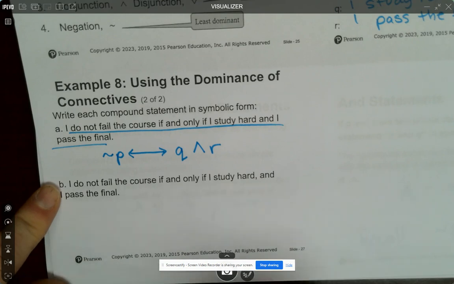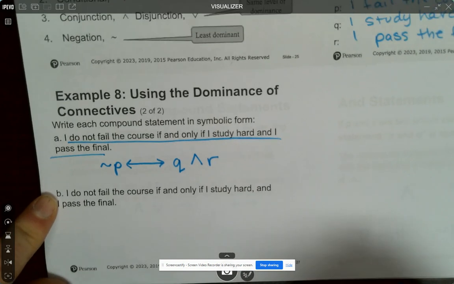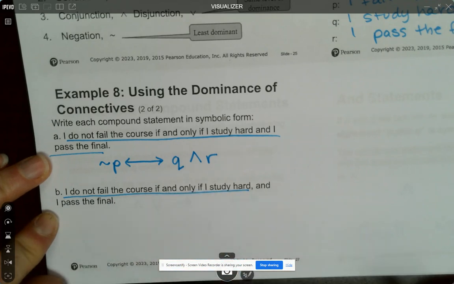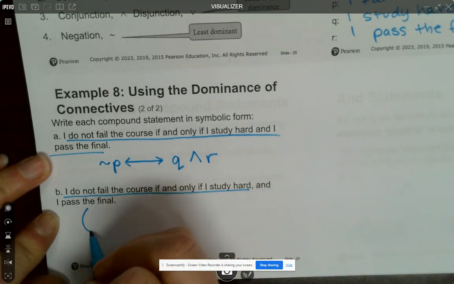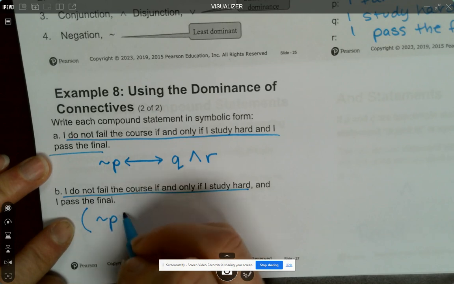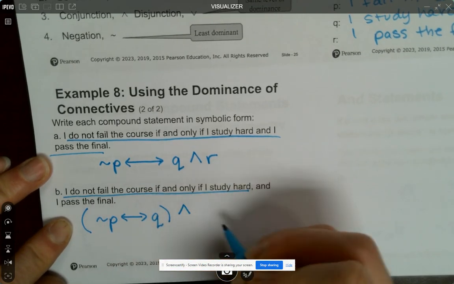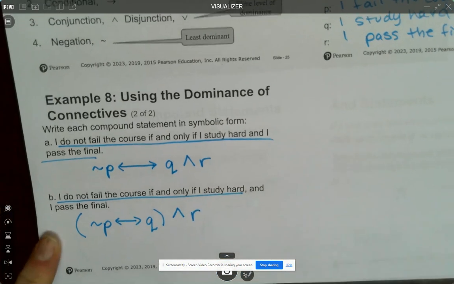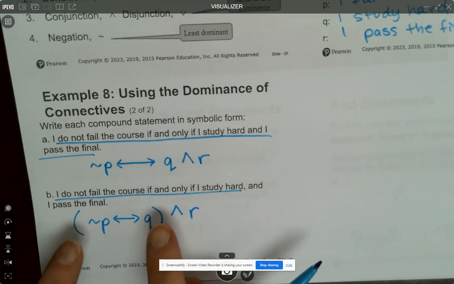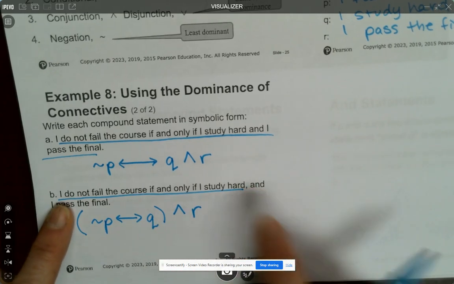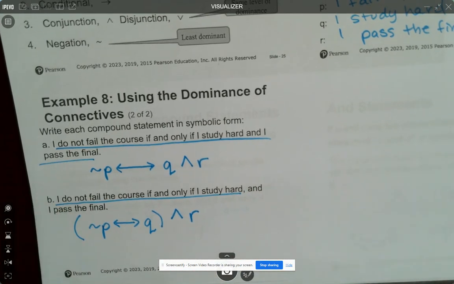Next one, I do not fail the course if and only if I study hard and I pass the final. So see how this is all on one side of the comma? So we're going to put that in parentheses. So it changed it up a little bit by doing the parentheses here because this was all on one side of the comma. All right, that is it for this one.